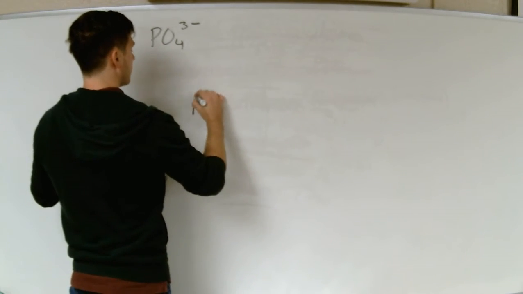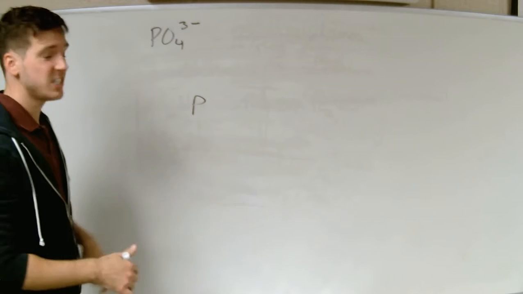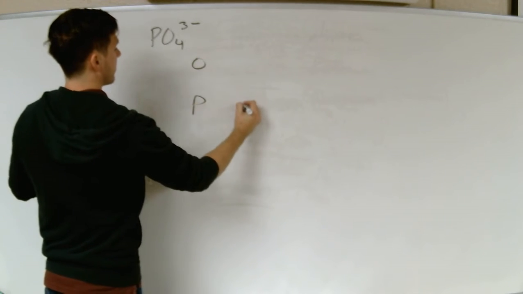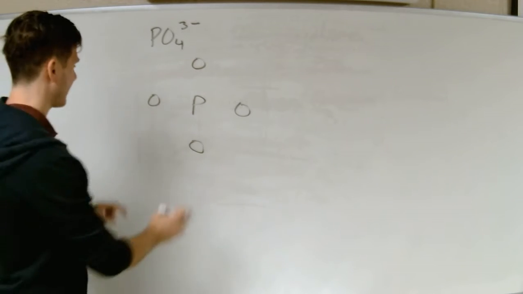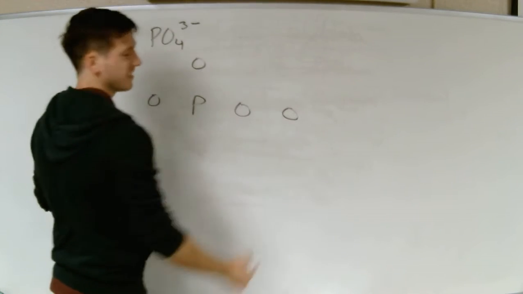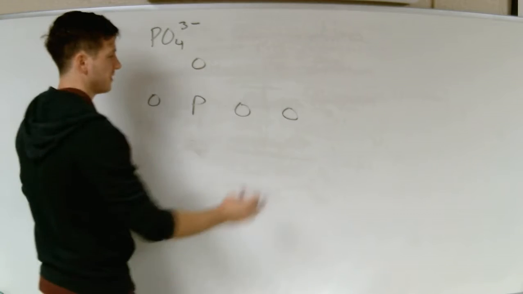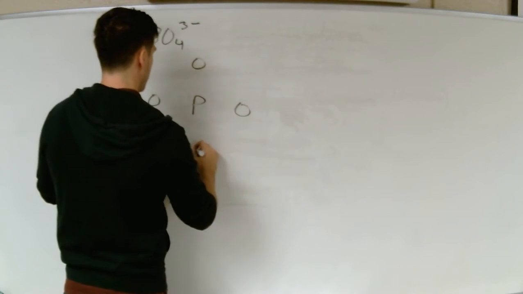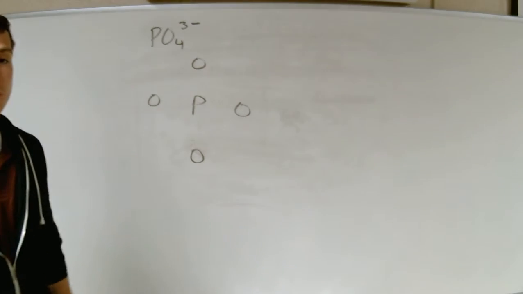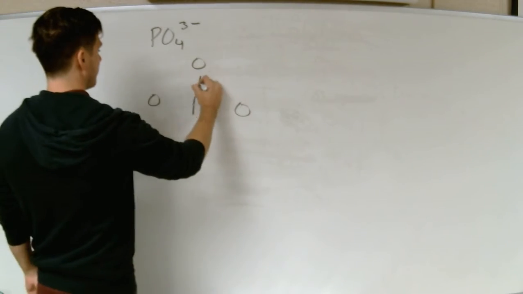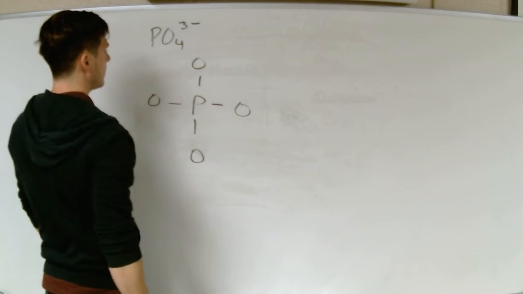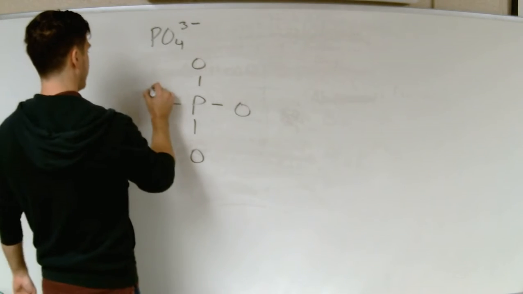We know phosphorus has to be in the middle, and each oxygen is going to be on the outside. They like balance. It's not going to be like this, that's too spread out. So let's go with this, and let's start with drawing a single bond to each oxygen. And let's fill the octets on those oxygens.